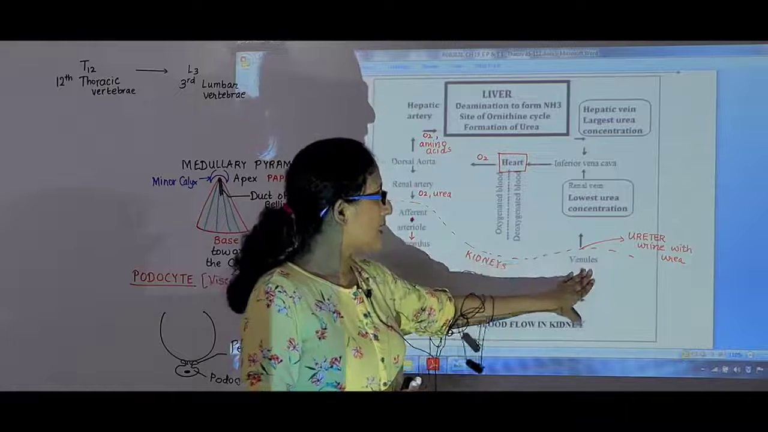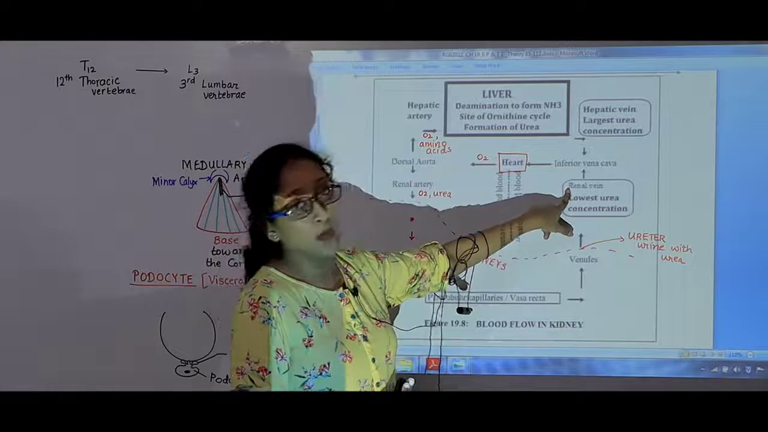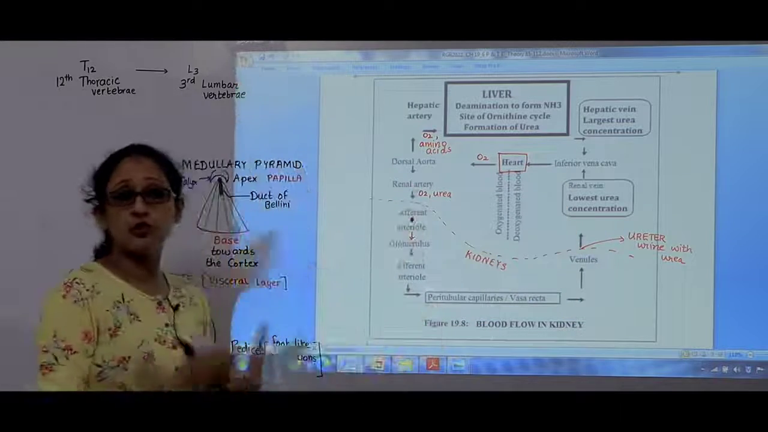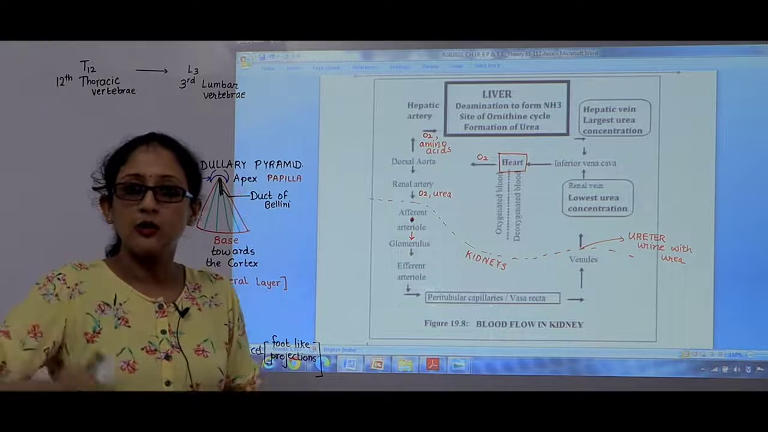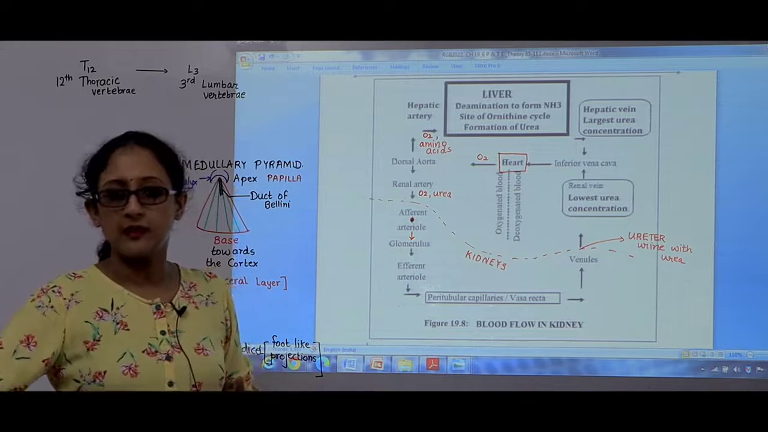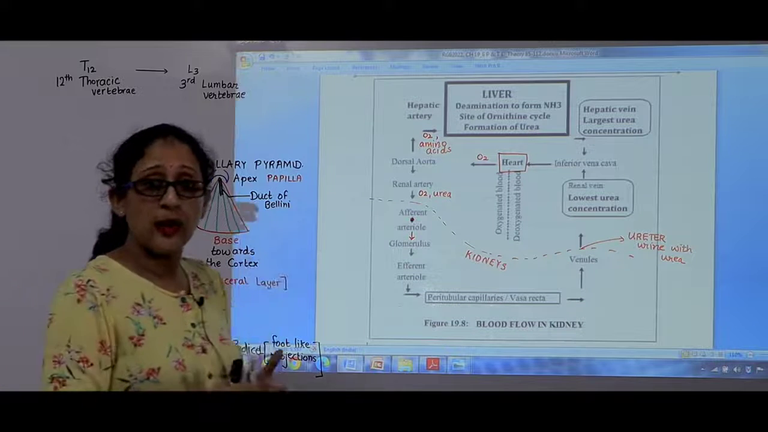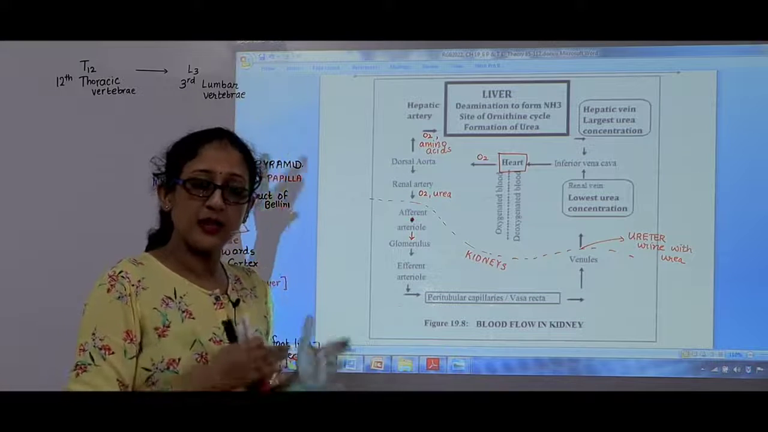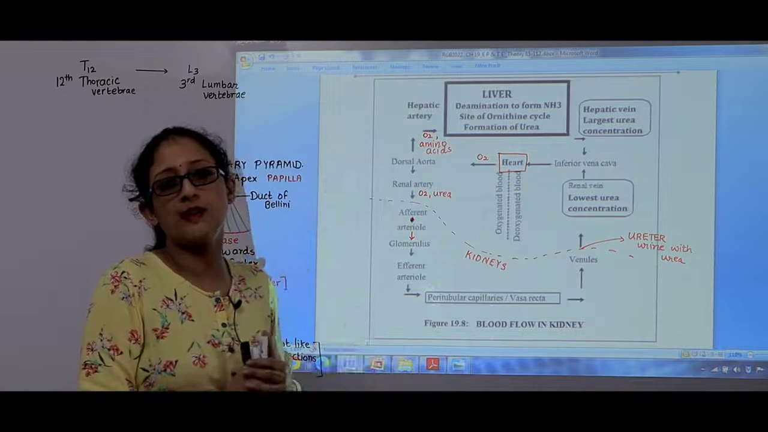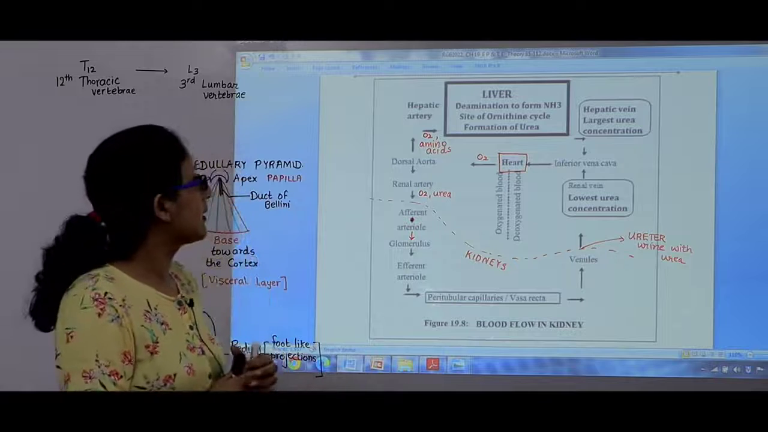These then continue as the venules. These small venules now join to form the renal vein, which has the least urea because the kidney just filtered out the urea. Urea has gone out through the ureter. So the renal vein has the least urea. The blood from the renal vein now goes into the inferior vena cava.